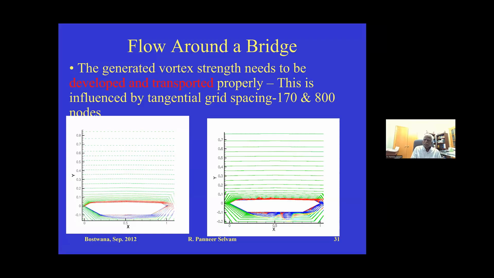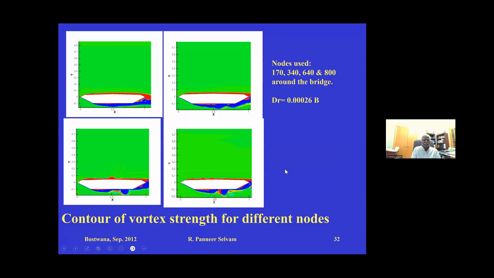Without that, it will not compare well with experimental results, and then it cannot be reliable computer modeling. Here you are looking at other different views. I try to show 170 grid points around, 340 grid points here, 640 grid points, 800 grid points. You can see how the vortices on the top and bottom of the bridge deck and the flow structure vary as you increase them.